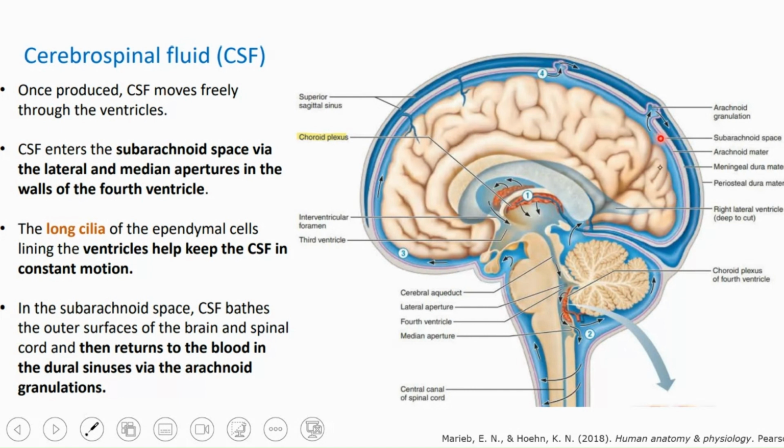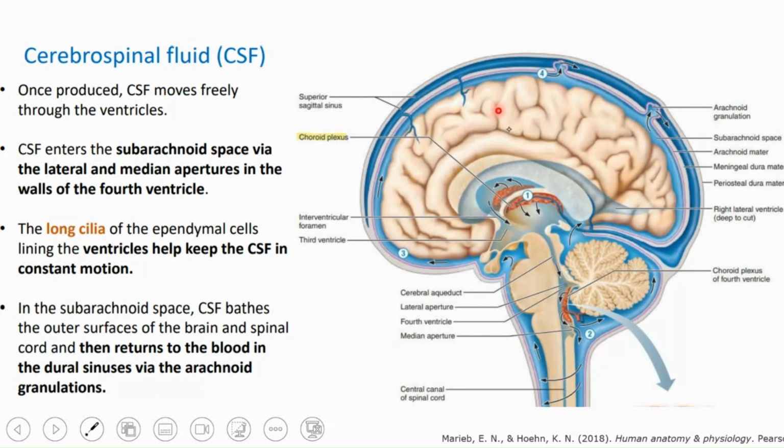And once it reaches the subarachnoid space, it gets into the arachnoid granulations that will drain the CSF into the sagittal sinus here, the superior sagittal sinus. So remember, I told you the arachnoid granulations have some function. So this is their function. They absorb the CSF into the venous sinuses, the superior sagittal sinus.